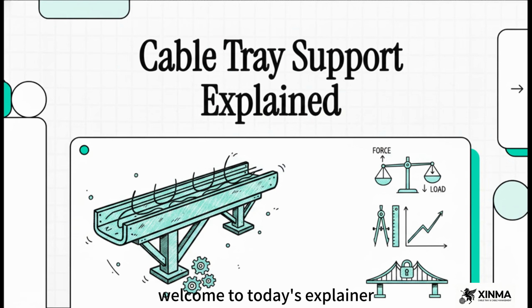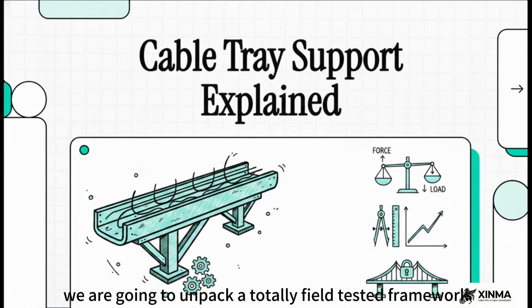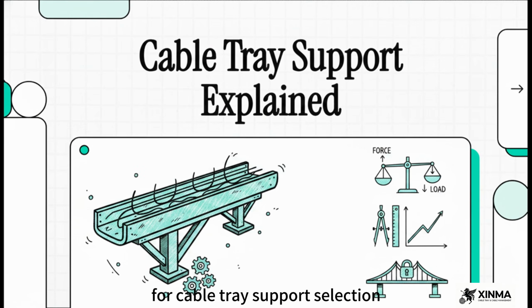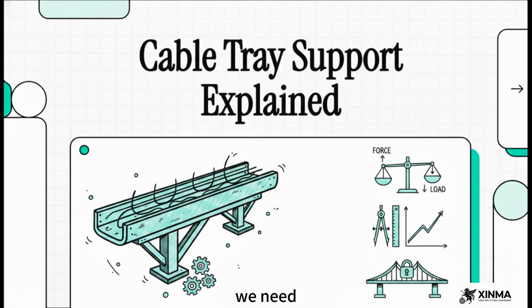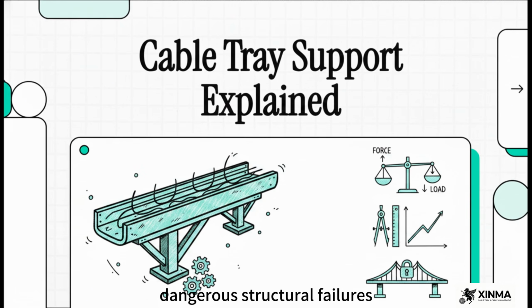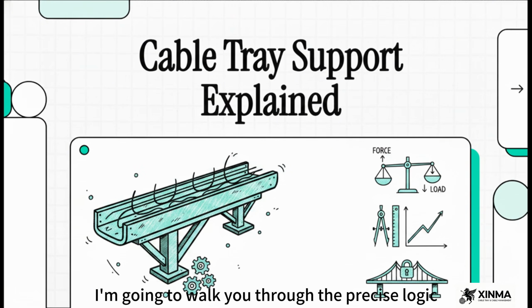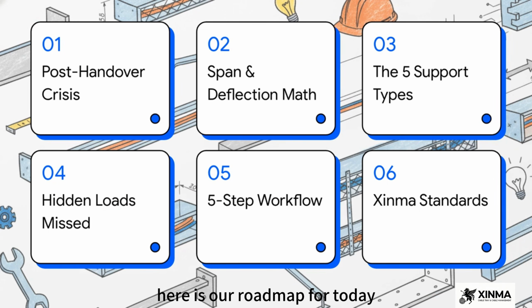Welcome to today's Explainer. Think of this as your senior engineer's technical briefing. We are going to unpack a totally field-tested framework for cable tray support selection. Because, look, in our line of work, hope is not a strategy. We need absolute certainty to prevent expensive and, frankly, dangerous structural failures. I'm going to walk you through the precise logic and the exact math you need to get this right, every single time.